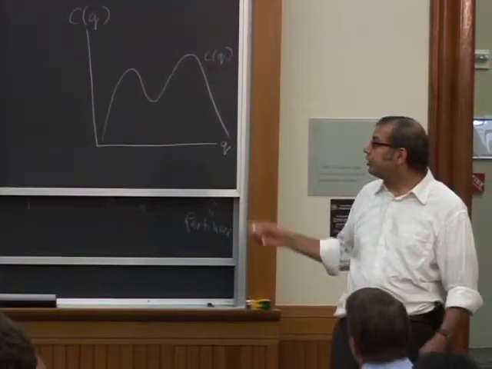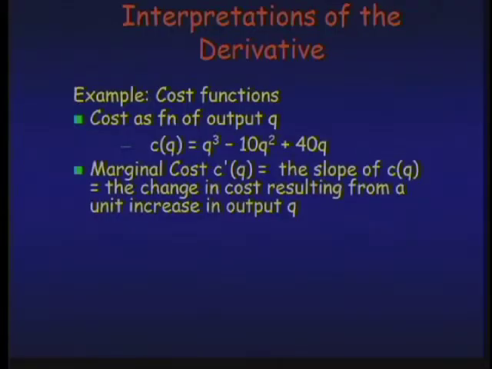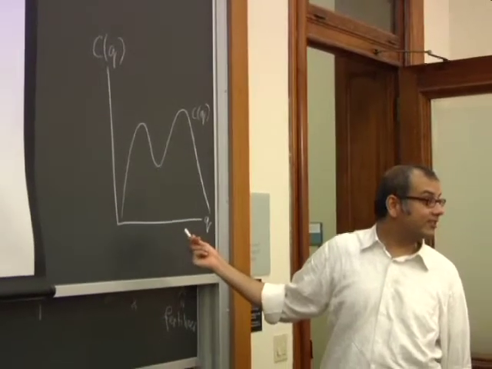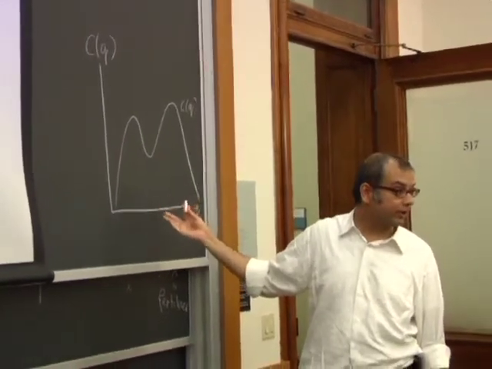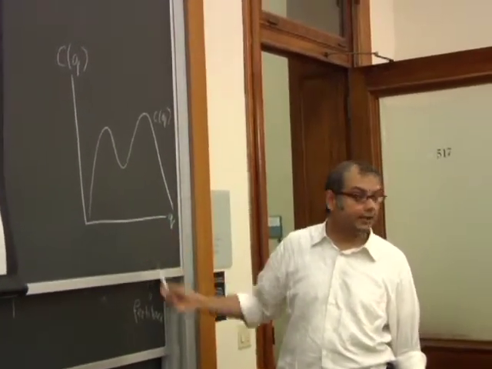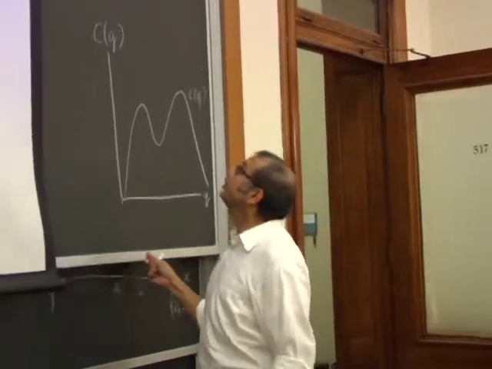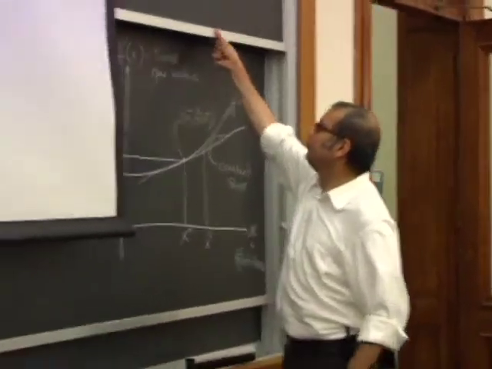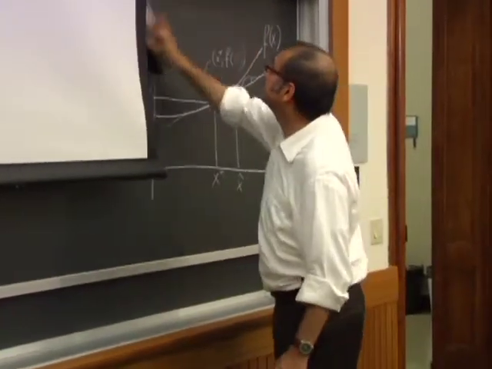The marginal cost, C prime of q, is going to be the slope of this function. So just suppose that the function does look like this. What's interesting about this function is its derivative is going to look interesting, right? And I'll show you. So let's just draw what that derivative would look like.